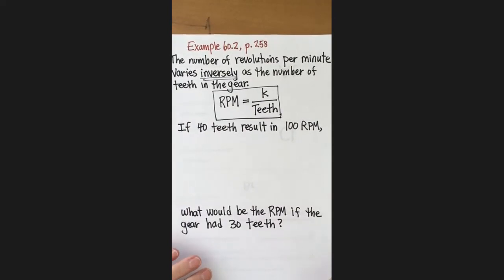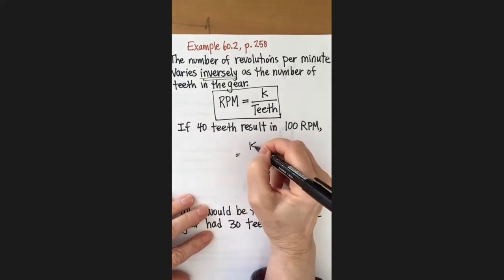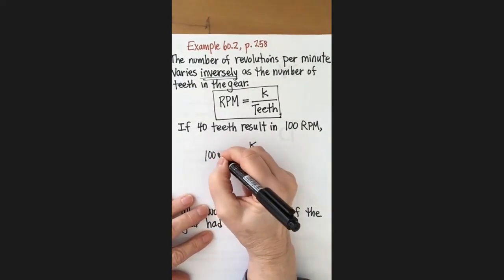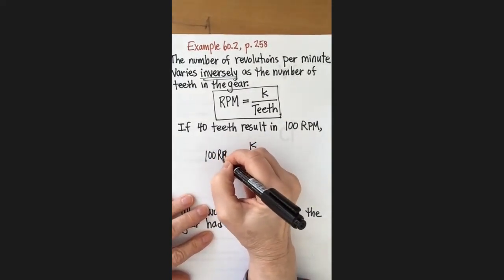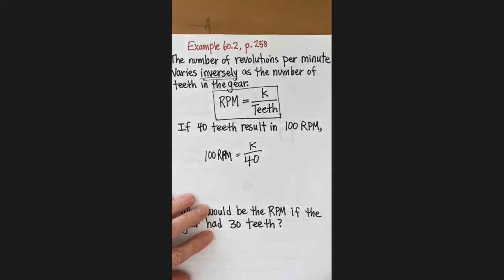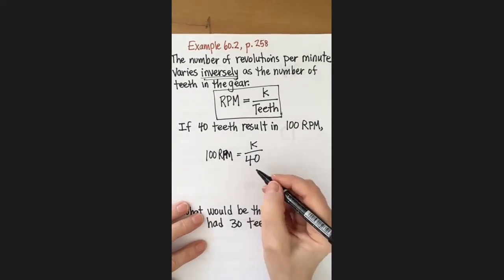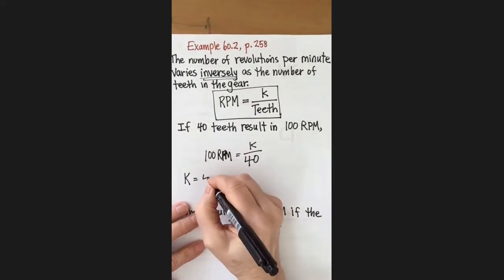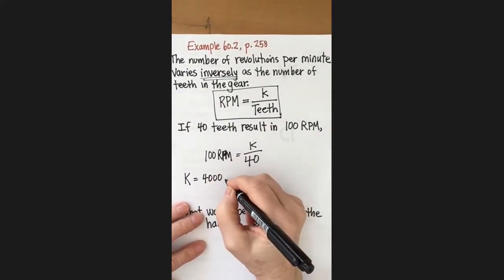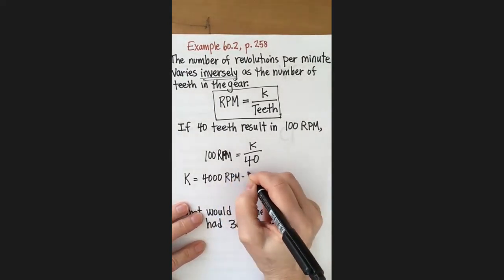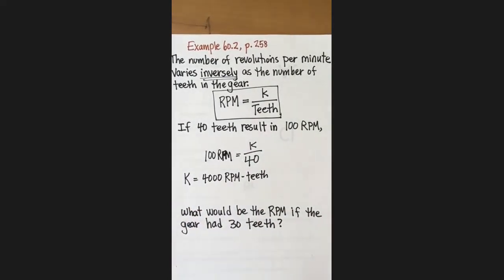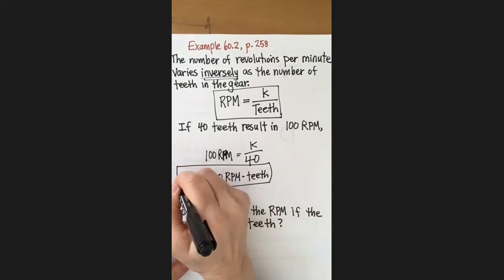Next, we're going to find K, the constant of proportionality. If 40 teeth result in 100 RPM, so that's what we can use. So solving for K, we get K equals 4,000 RPM teeth. Weird units again. So we've got our K, our constant of proportionality.